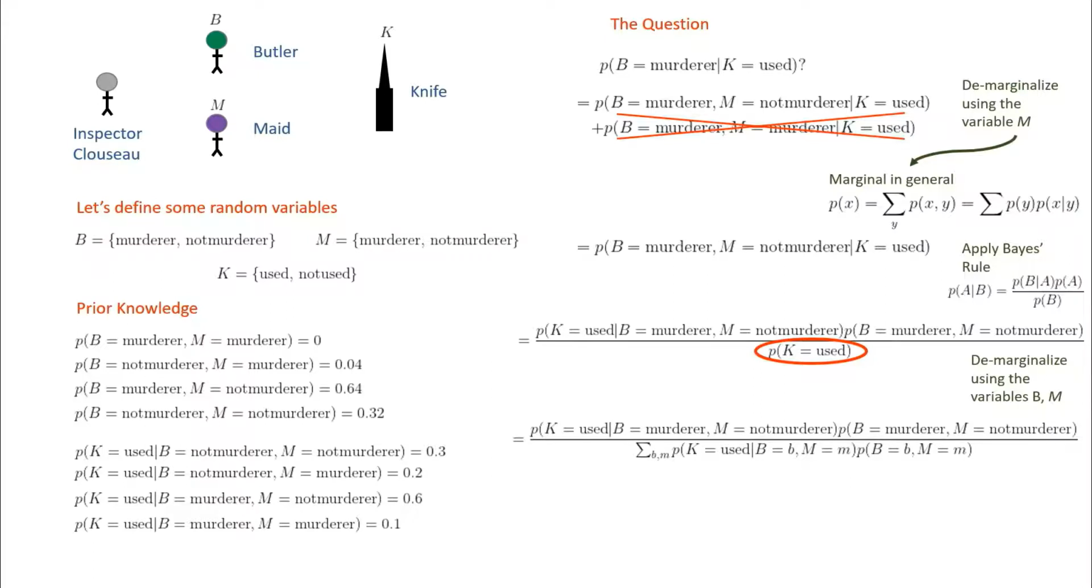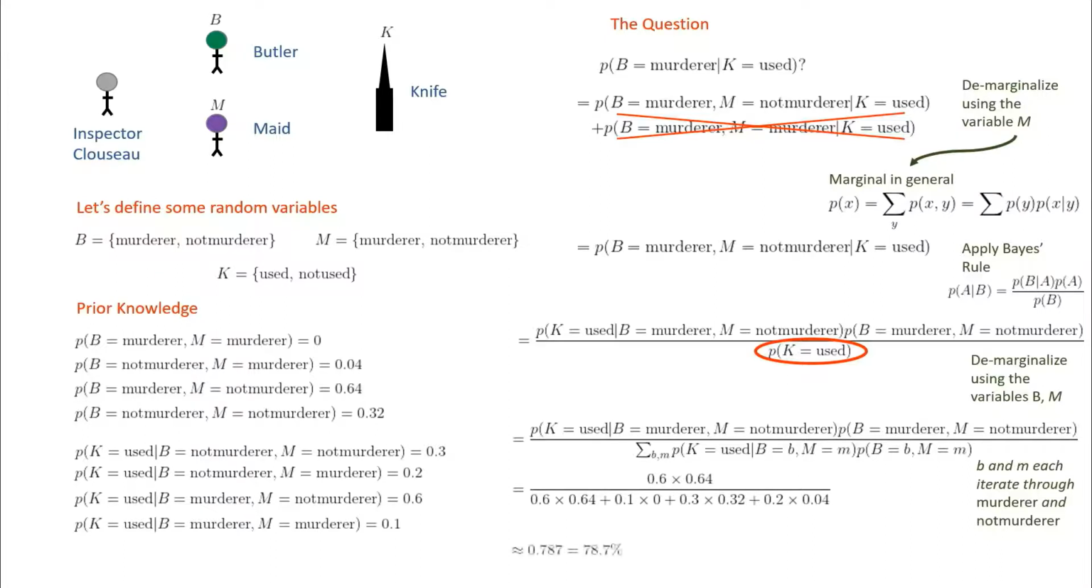Recall that the summation has to go over every value of the butler and the maid that they can take. So in the summation there will be 4 terms, because both the butler and the maid can take 2 values each, murderer or not murderer. Now we can simply substitute in the values and we get these numbers. All these numbers have come from the left-hand side because this was our prior knowledge. And if you put this into your calculator, you'll get an answer of 0.787, which is around 78.7%.